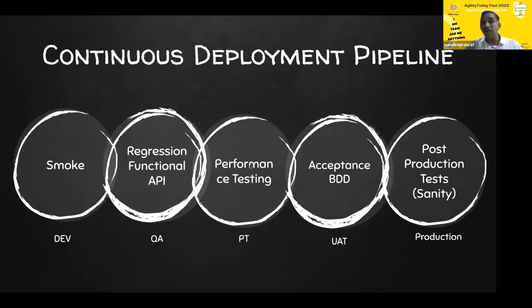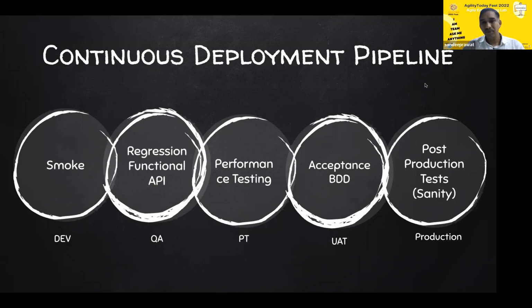PT will validate performance. If you have a security environment, it will do the security testing for you. Finally, in UAT or pre-prod, acceptance and BDD will be done. And then production deployment will also be done, and a sanity will be done. If it fails, then rollback will happen. Otherwise, everything will work fine. Does that make sense?